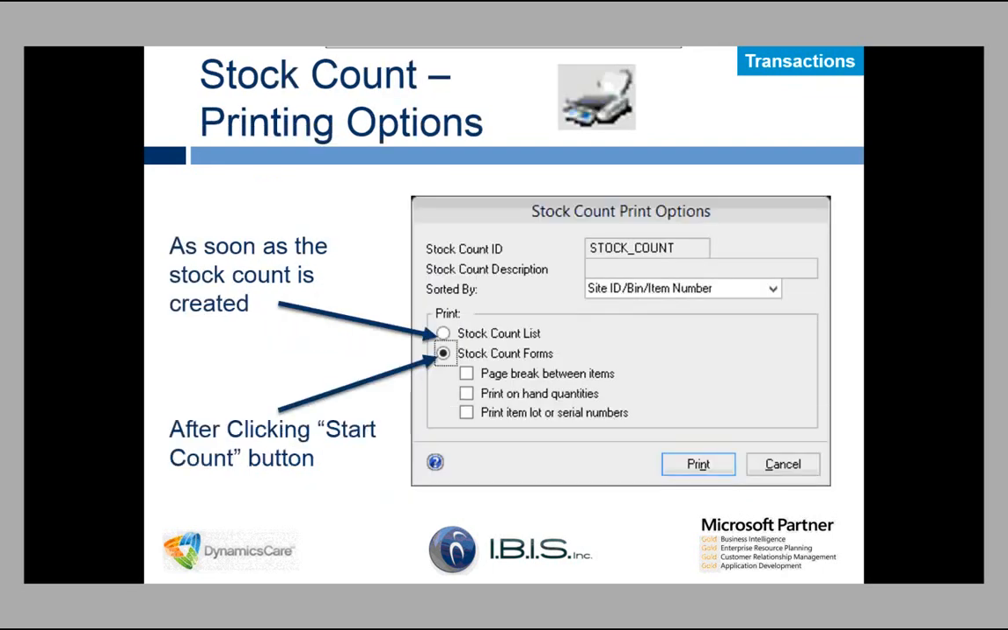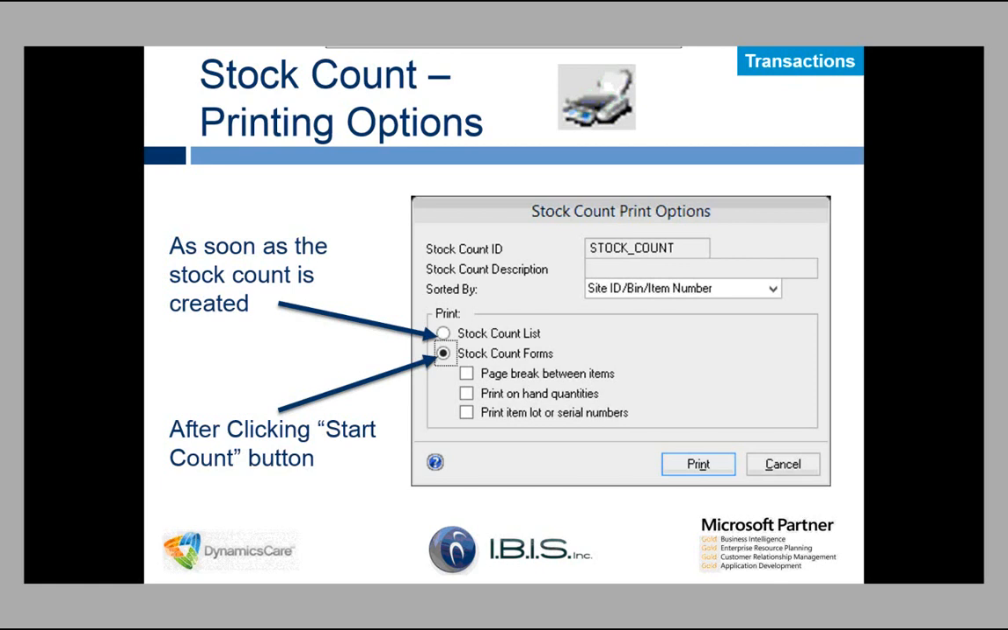When you select the Start button, this stock count print options window is going to appear, and you can print a couple different things, including the stock count list. It's important to note that that stock count list can be printed at any time. When you are creating your stock count, maybe your list of items got too long and you want to review it, you can print that list using the printer icon.